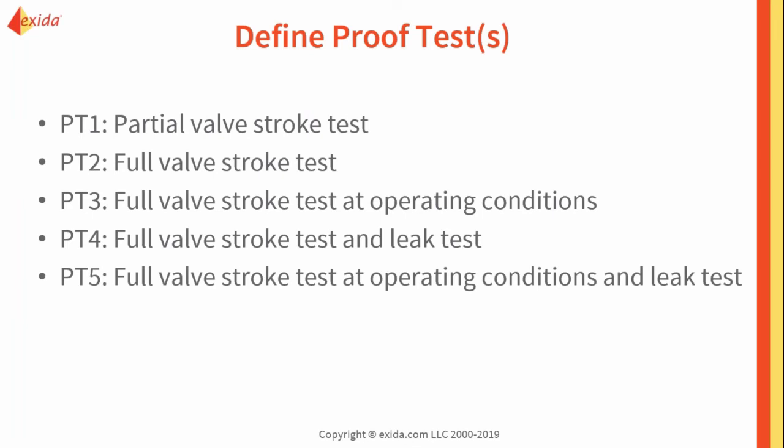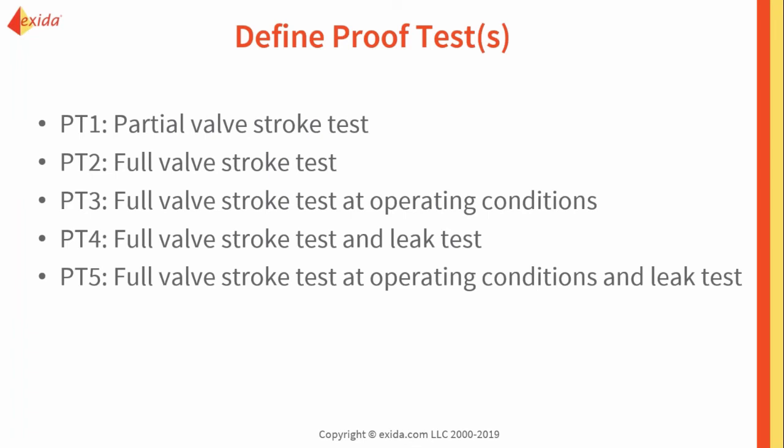Once again, that leak test could find more of those hidden, dangerous, undetected failures. Usually, that full valve stroke test with a leak test, once again, would be done during a downtime or turnaround. So a different variation could be proof test 5, doing all of that except at operating conditions.